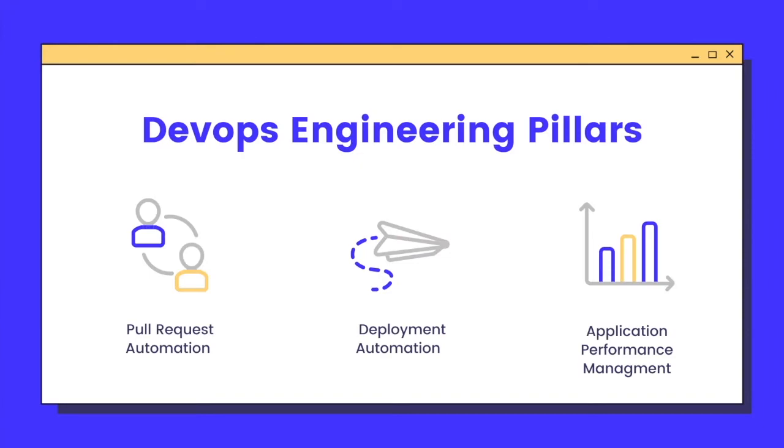So the three pillars of DevOps engineering are pull request automation, deployment automation, and application performance management. And we'll get into specifics about those. But the idea is pull request automation helps developers build things faster and helps them understand whether their proposed change is good faster. Deployment automation helps you deploy your code in a way that users don't complain. Again, Facebook has lots of deployment automation because if they just threw their code out into the void every time a developer made a change, there'd be hundreds of millions of complaints.